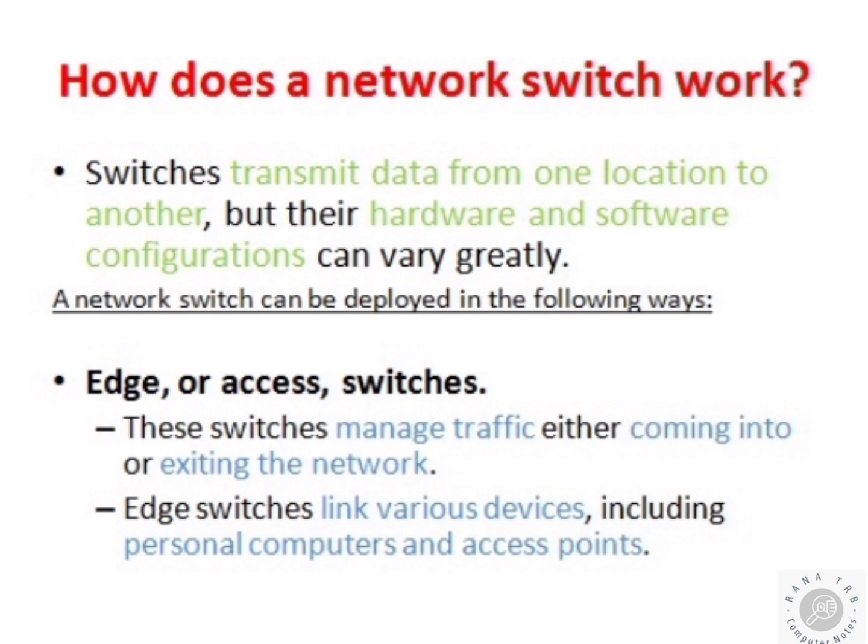But the hardware and software functionality and configuration may vary. A network switch can be used in the following ways. The first one is the edge or access switch. This edge or access switch is used to manage the traffic once it is entering or exiting the network. Some of the edge devices are PCs, personal computers or desktop computers, and some access point devices, that is wireless devices like printers, scanners, etc.